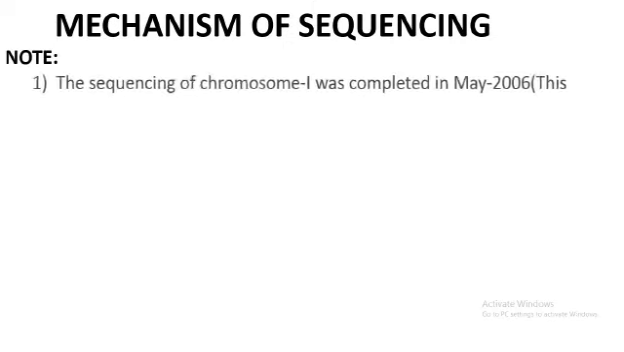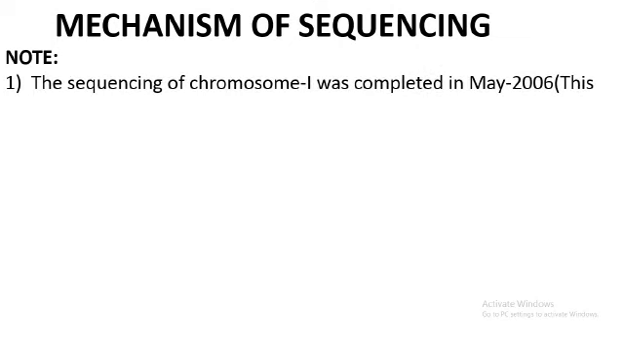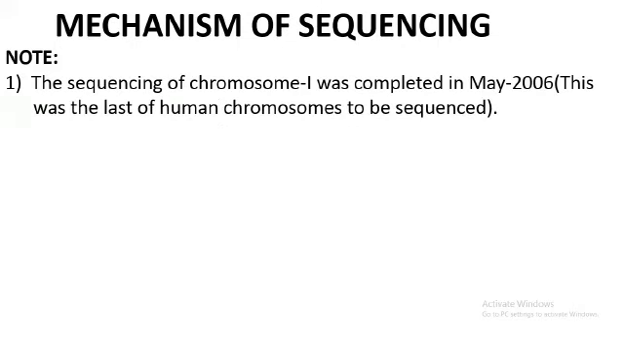There are two important notes to be noted here. The sequencing of chromosome 1 in the HGP, the human genome project, was completed in May 2006, and this is said to be the last chromosome to be sequenced. Why I am telling you this is, remember when we studied about the human genome project, initially it was estimated to be completed in 2003, but the project got completed in 2006. So chromosome 1 was the last chromosome to be sequenced.